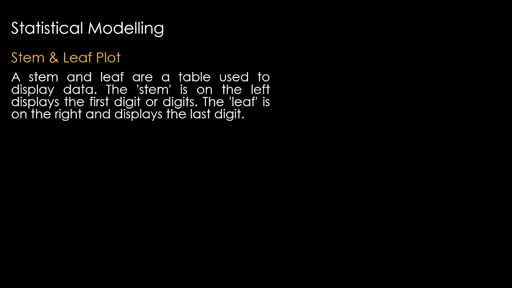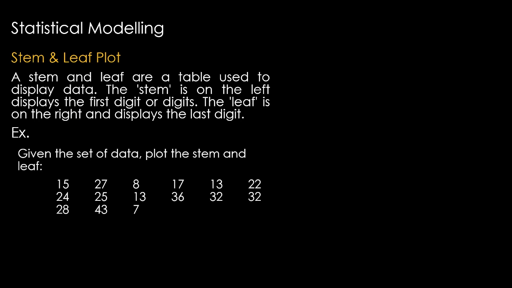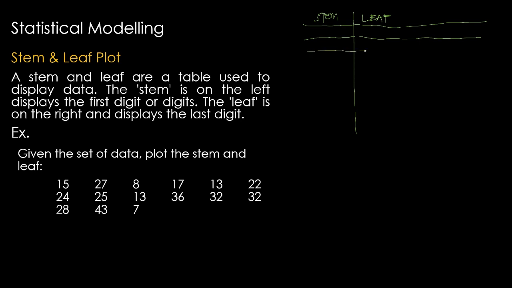Next, the next technique is called the stem and leaf plot. A stem and leaf plot is a table used to display data. The stem is on the left side and displays the first digit or digits, while the leaf, naman, is on the right side and displays the last digits. Okay? So for example, you are given this type of data and asked to make a stem and leaf plot. What you're going to do is first draw a table with the stem on the left-hand side and the leaf on the right-hand side. Okay, so you also provide columns.